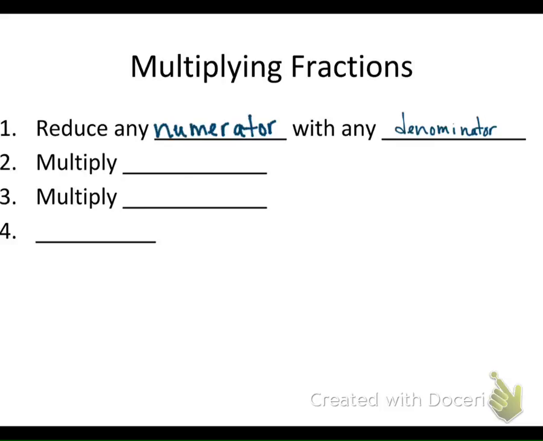So after you reduce any numerator with any denominator, you just basically follow the regular multiplication rules. So step 2, you multiply your what together? The top row. The numerator. After you multiply the numerators, you're going to multiply the denominator.